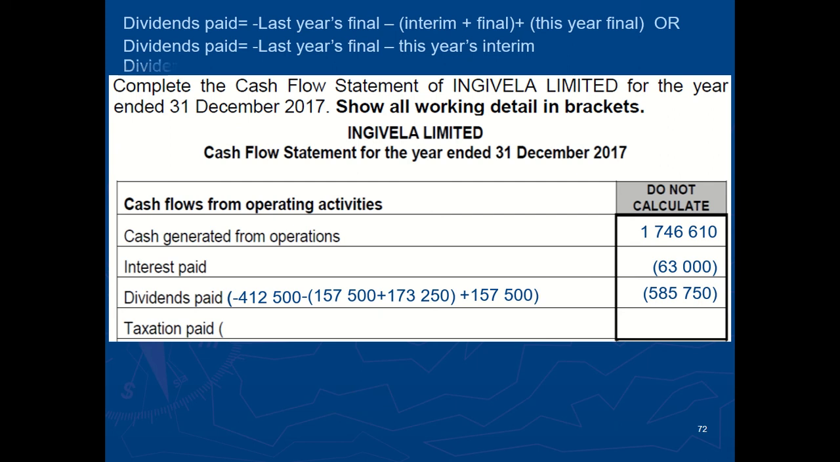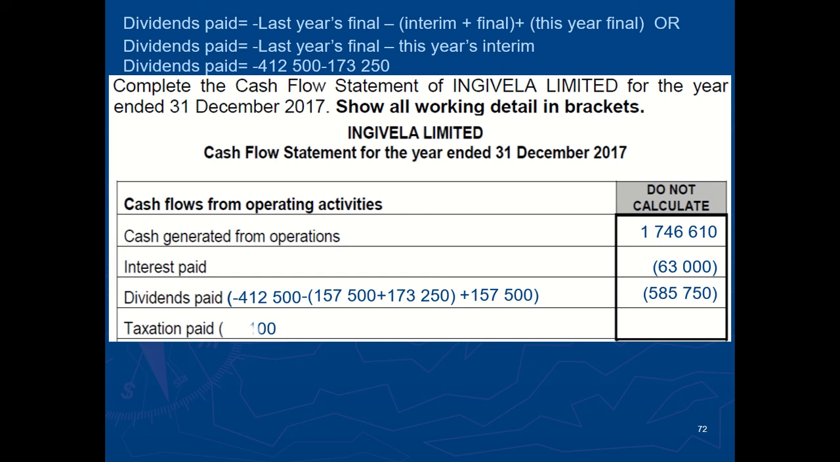Now, for the second formula, guys, for your dividends paid, you will simply take last year's dividend, which was 412,500. You minus it because you're going to pay it, and you paid this year's interim. Interim dividends, guys, are declared and paid, so they will always be paid. The only thing that we don't pay is simply your final dividends for the current year. They will only be paid when? Next year. Hope that makes sense. So if you take 412,500 minus 173,250, it will still give you that 585,750. I hope that makes sense. I know I sound like a pastor trying to emphasize things.